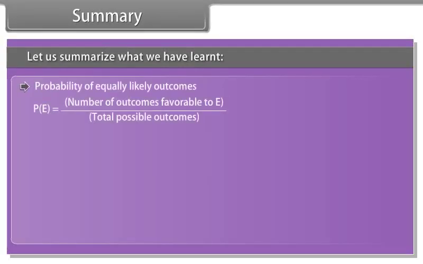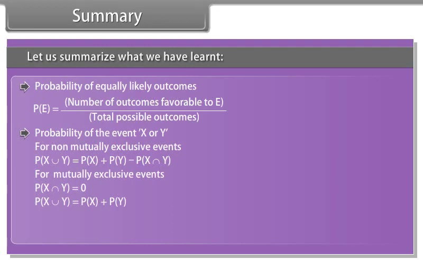Probability of equally likely outcomes: P(E) = number of outcomes favorable to E by total possible outcomes. Probability of the event X or Y for non-mutually exclusive events: P(X union Y) = P(X) + P(Y) minus P(X intersection Y). For mutually exclusive events, P(X intersection Y) = 0, so P(X union Y) = P(X) + P(Y). Probability of the event not X: P(X dash) = P(not X) = 1 minus P(X).